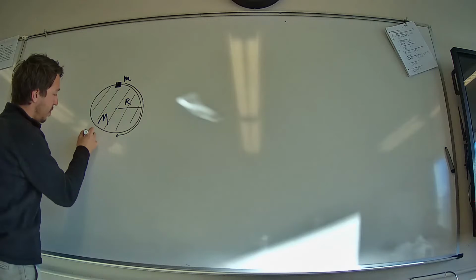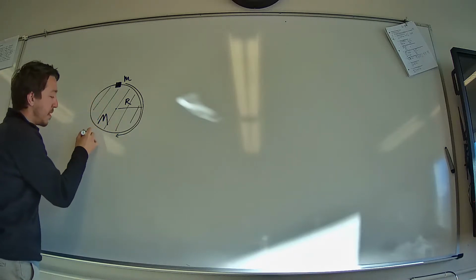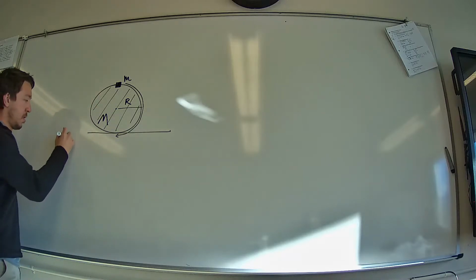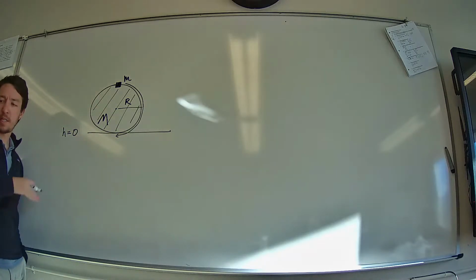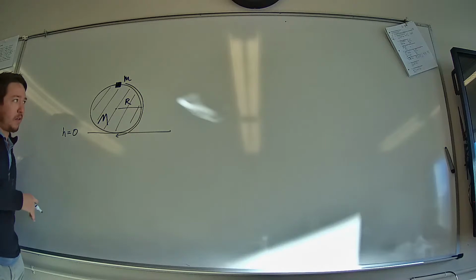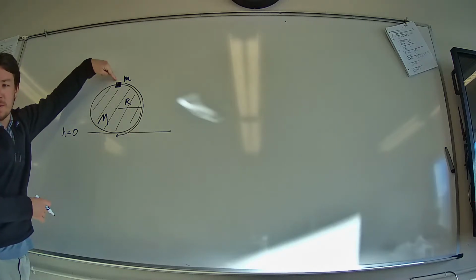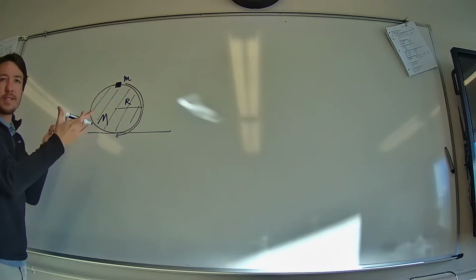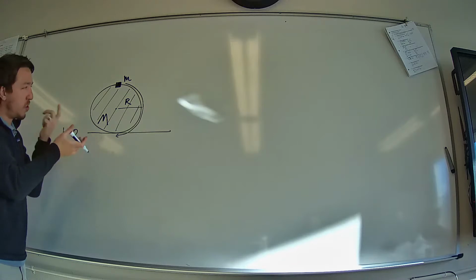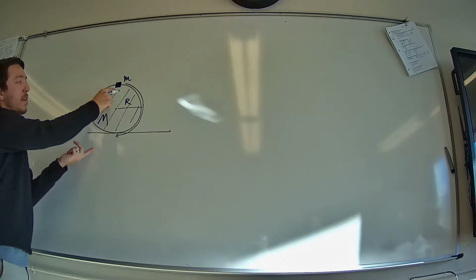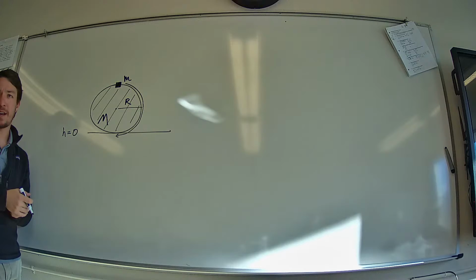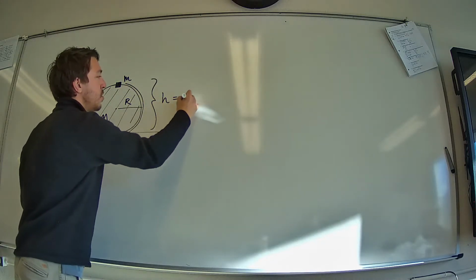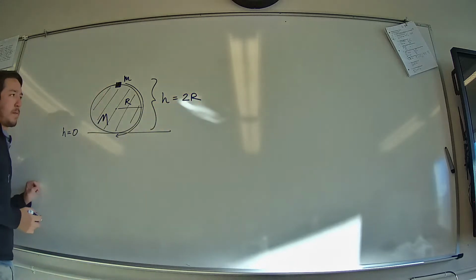So the trick here, and this isn't the only way you can do it but it's probably the easiest, is to call this my zero position. That's a height of 0, the bottom of it. Now, if you ignore the little globule there, the disk doesn't change gravitational potential energy as it rotates because of its symmetry. So really all you have to consider is the gravitational potential energy of that point mass. So what is its height? 2R. 2R, very good.